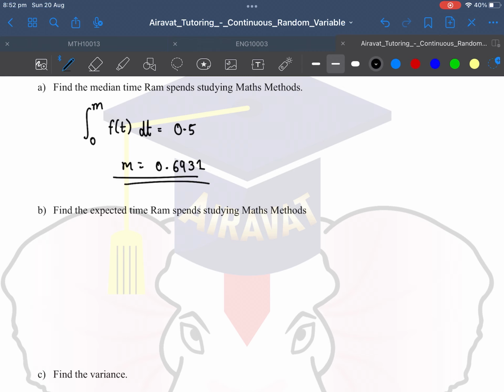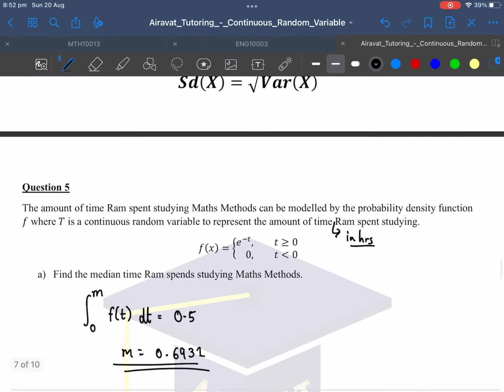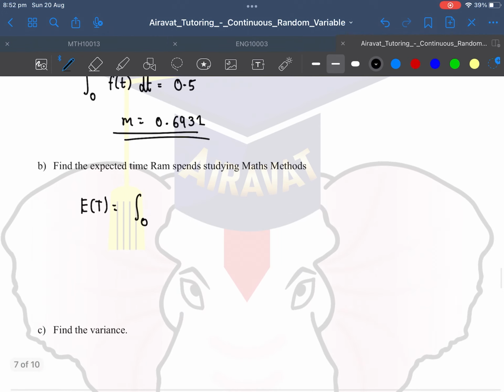Find the expected time Ram spent studying math methods. Expected time, what does the word expected mean? Yeah, it literally means mean. Whenever you see expected value, it's going to be the same as finding e of x or the mean of the function. So don't freak out. So expected time is just going to be e of t, which is going to be from 0 all the way to what? What's our upper terminal? It says t is greater than or equal to 0. So it goes all the way to positive infinity, correct.